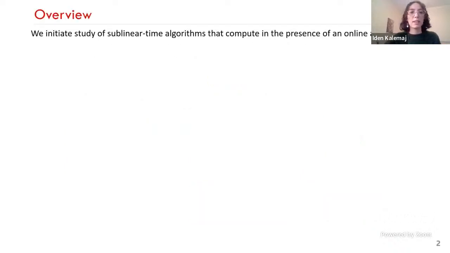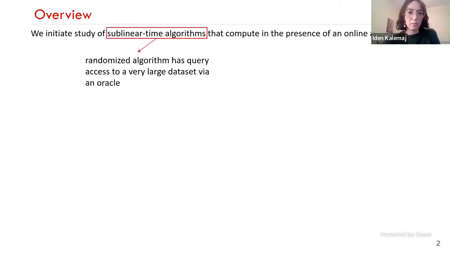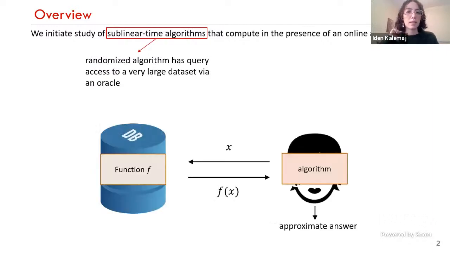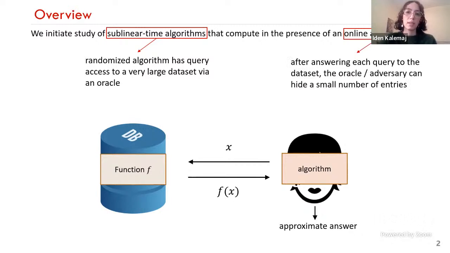In this work, we initiate the study of sublinear-time algorithms that compute in the presence of an online adversary. A sublinear-time algorithm is a randomized algorithm that has query access to some very large data set via an oracle. We represent the data set via a function f, and the algorithm is supposed to output some approximate answer about the function after making a sublinear number of queries in the size of the input function. The adversarial model we consider is the following. After answering each query to the data set, the oracle or the adversary can hide a small number of entries.